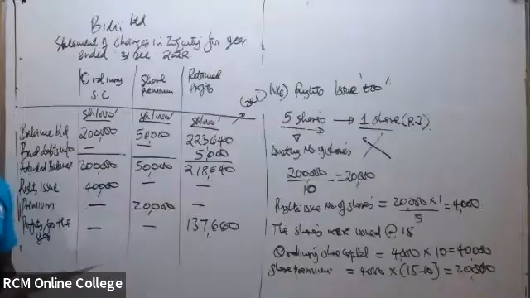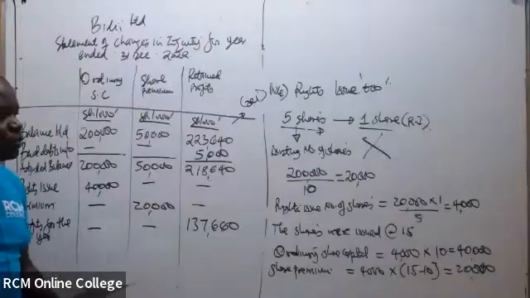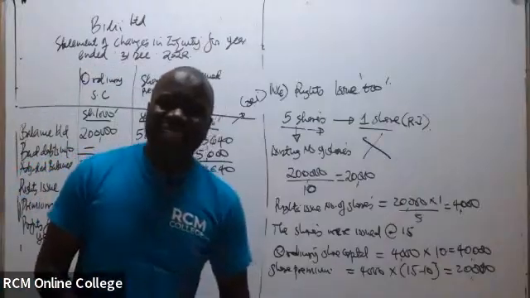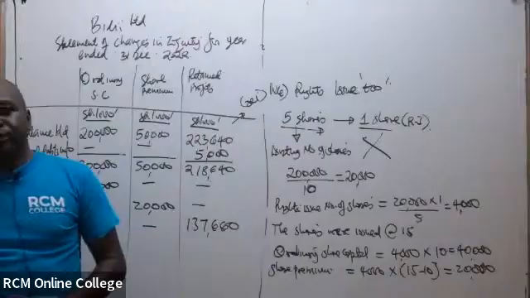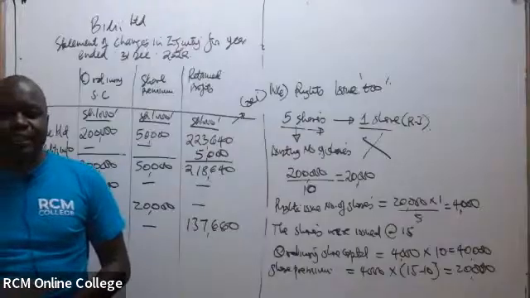What if the shares are issued at a value less than the par value? So that is what we call what? Issuing the shares at a discount.